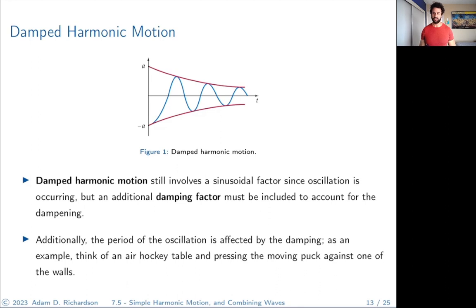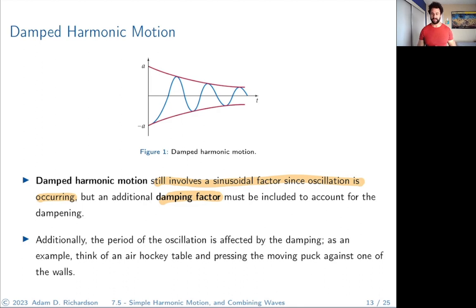Damped harmonic motion still involves a sinusoidal factor because there's still an oscillation occurring. Anytime you're witnessing oscillations, there's going to be a sine or a cosine involved in some way. But to get damped harmonic motion, there is an additional damping factor, and that's what we're going to use to account for the damping. The other thing is that the period of the oscillation is affected by the damping.